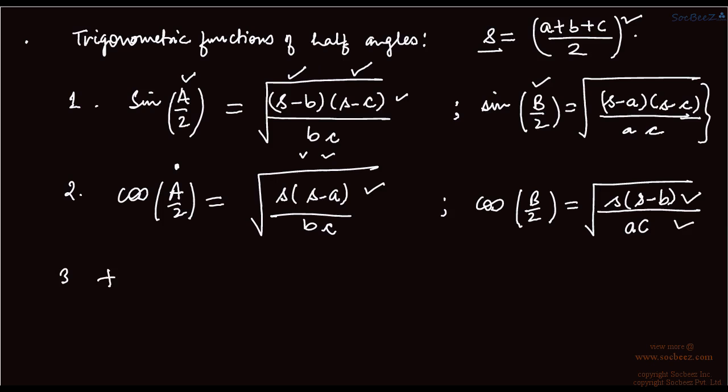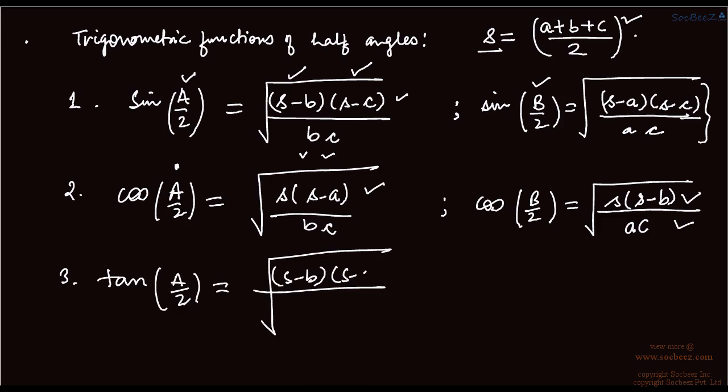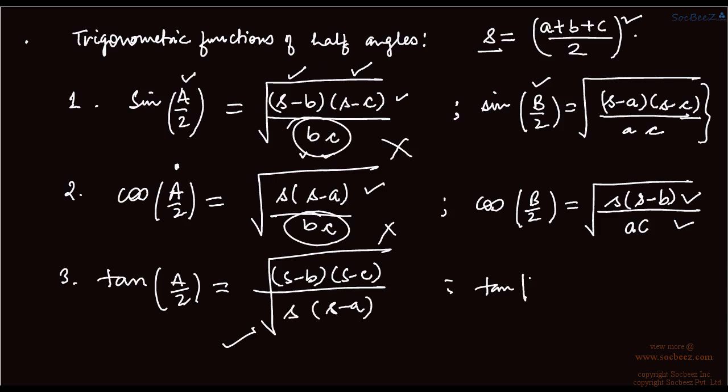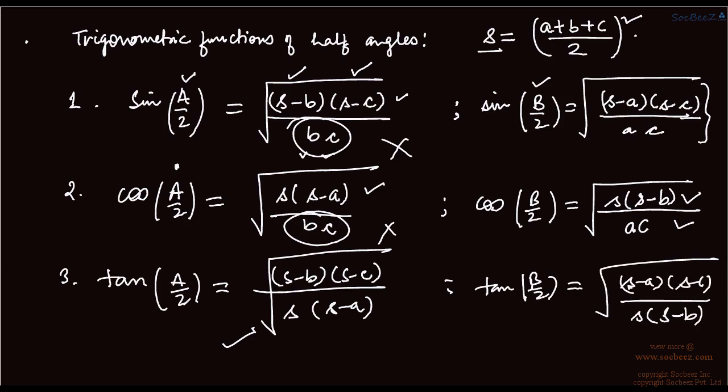Now from this you can calculate tan of A by 2 by just dividing sine by cos. That will be s minus b because of the sine, s minus c because of sine A by 2, then s minus a. The bc factor is common in both of them, so it will cancel out. So that's why this is the formula. Similarly, you can calculate tan of B by 2 and tan of C by 2. Tan of B by 2 will be (s minus a)(s minus c) upon s minus b. So this is the formula for tan of A by 2.